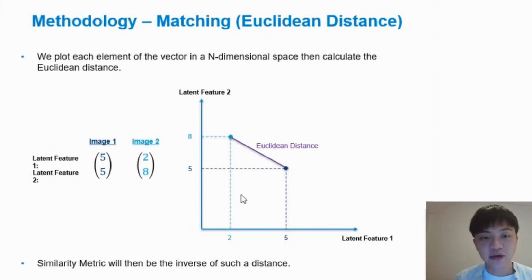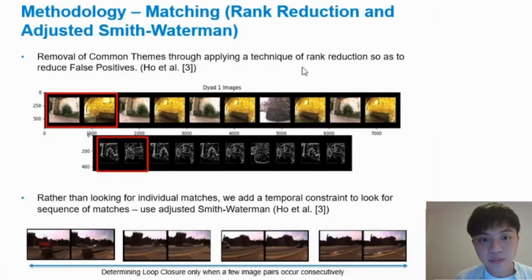So using that, we are able to get a similarity score between an image and all other corresponding images in the test dataset. The last two steps then are rank reduction and adjusted Smith-Waterman. So let's talk about rank reduction first. Rank reduction aims to remove the common themes within the dataset using the technique of removing the largest eigenvalue, for those of you that know linear algebra. But technical details aside, let's just use an example to show what rank reduction does.